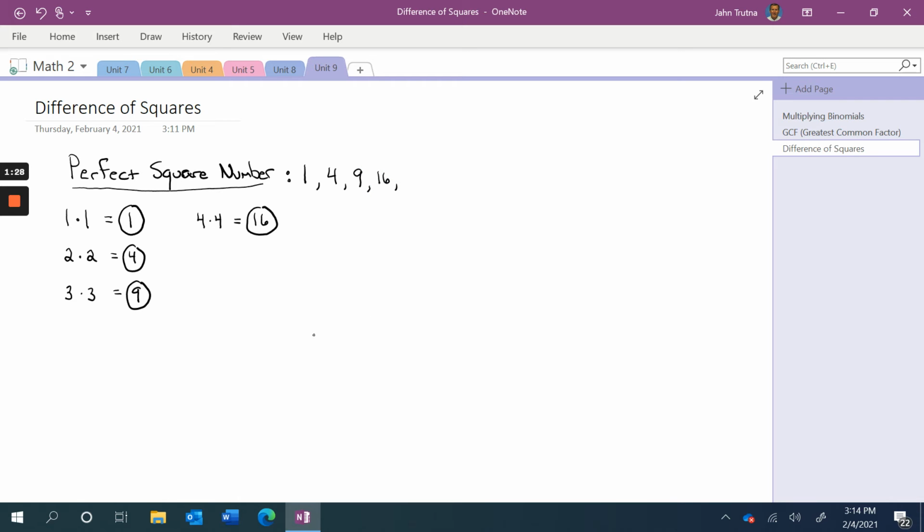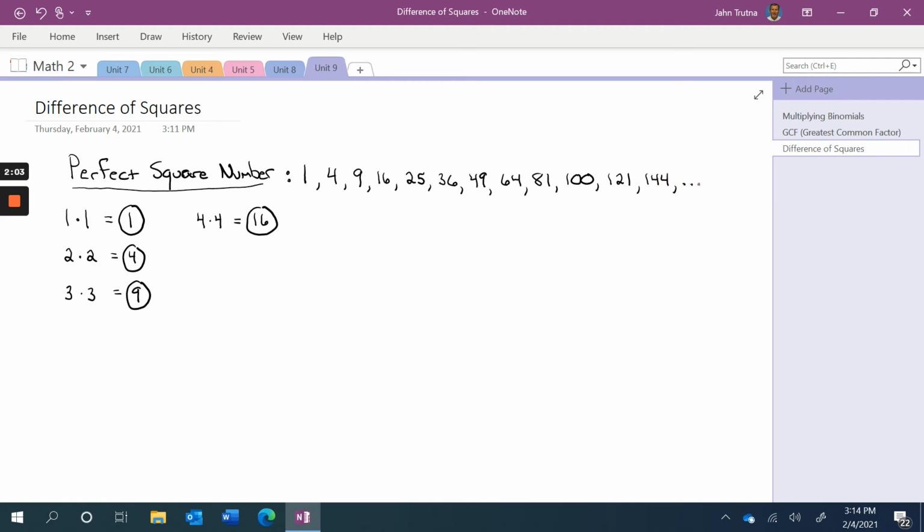It is a good mathematical practice to have at least, I would say, the first 12 perfect square numbers memorized. I have given you the first 4. The next ones would be 5 times 5 is 25, 6 times 6 is 36, 7 times 7 is 49, 8 times 8 is 64, 9 times 9 is 81, 10 times 10 is 100, 11 times 11 is 121, and 12 times 12 is 144.